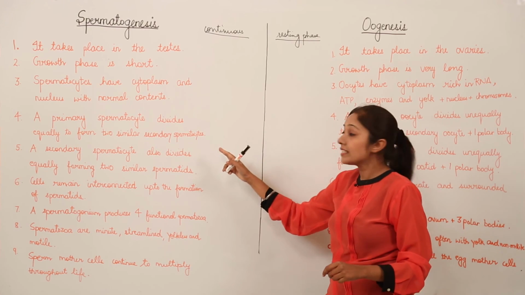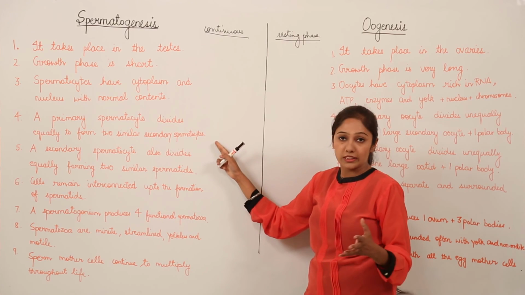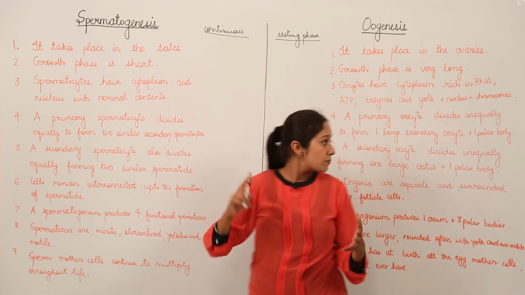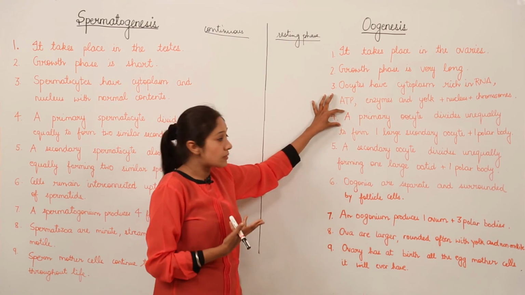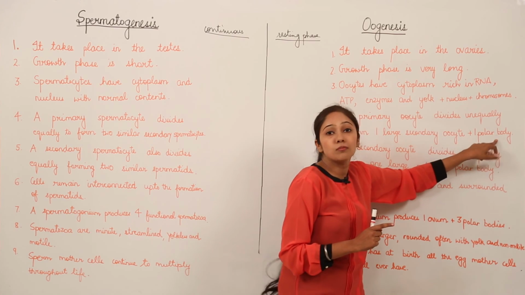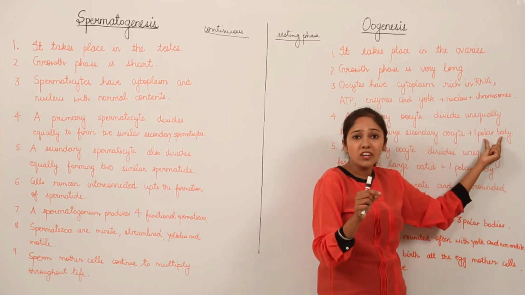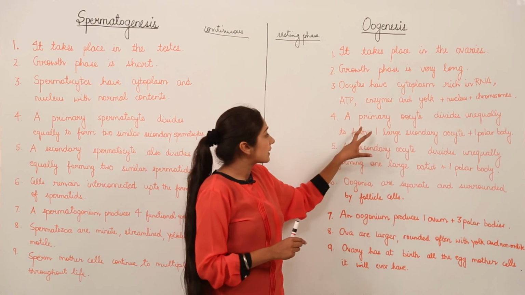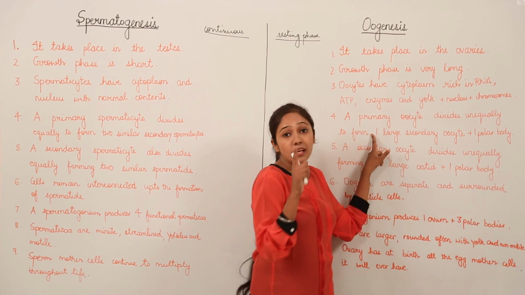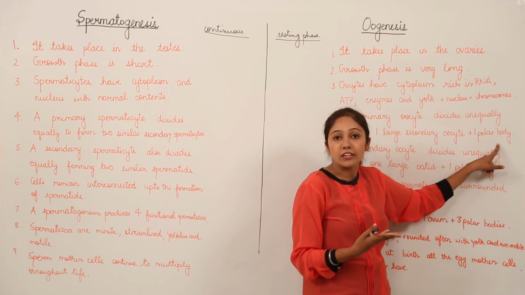Next, we move on to the fourth point. A primary spermatocyte divides equally to form two similar secondary spermatocytes. But in case of a primary oocyte, it divides unequally to form one large secondary oocyte plus one polar body, and this polar body is not equivalent to the secondary oocyte. This polar body is very small and it is non-functional. So a primary oocyte forms a secondary oocyte, only one in number. This is functional, but it also produces one polar body which is very minute and non-functional.